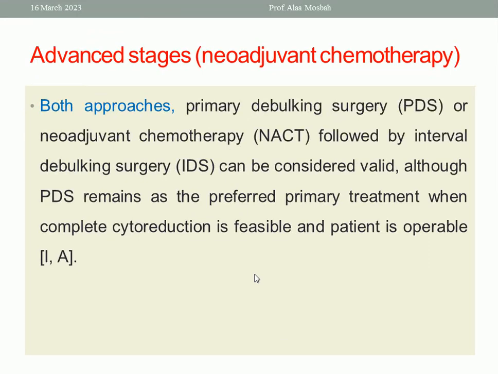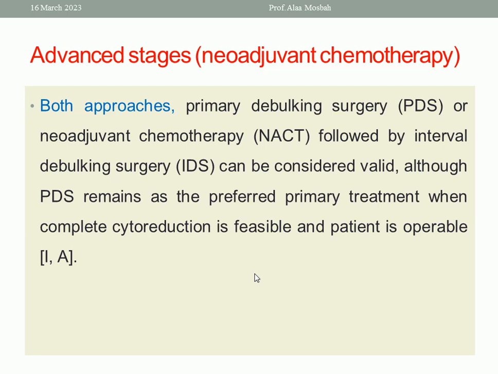Both approaches, primary debulking surgery or neoadjuvant chemotherapy followed by interval debulking surgery, can be considered valid, although primary debulking surgery remains the preferred primary treatment when complete cytoreduction is feasible and the patient is operable.